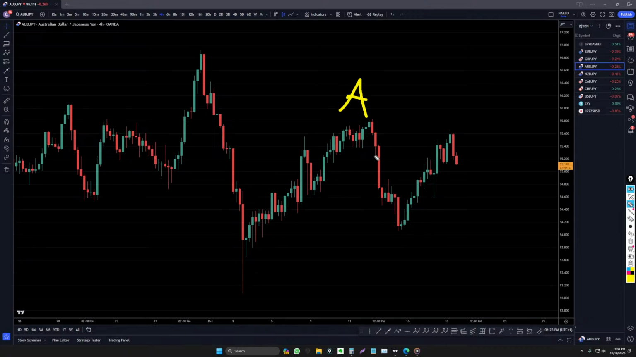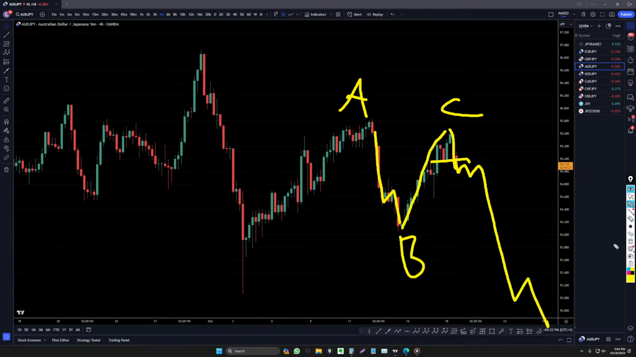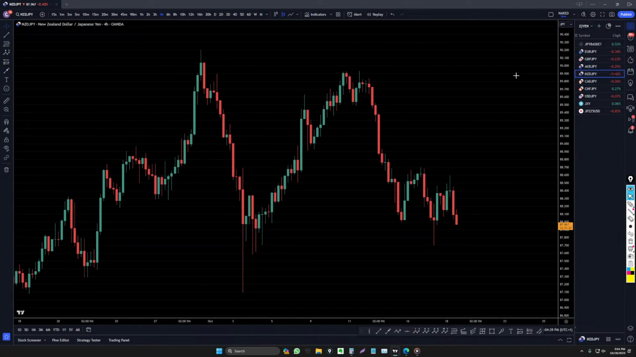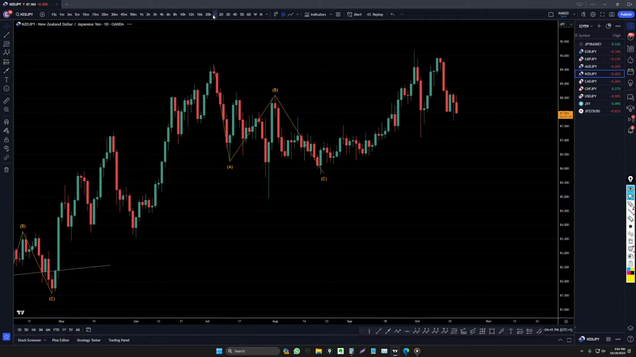Could that be an A right there? That's three waves for a B, and this is an uptrend for a C, and we just got a little bit of a lower high for the C. Impulsive down, break of structure should prove that we have the end of a trend. Hopefully it's going down. Kiwi yen, I think, would have been the one to go short on. Boy, it's already going down.